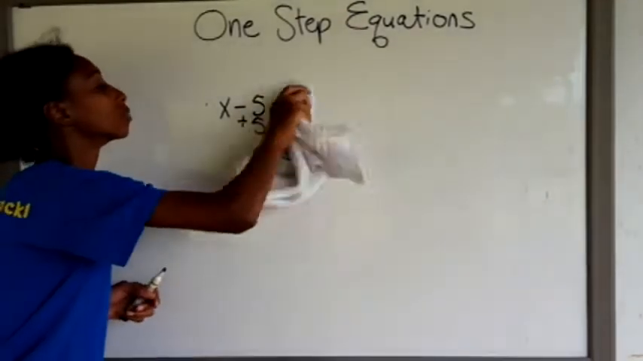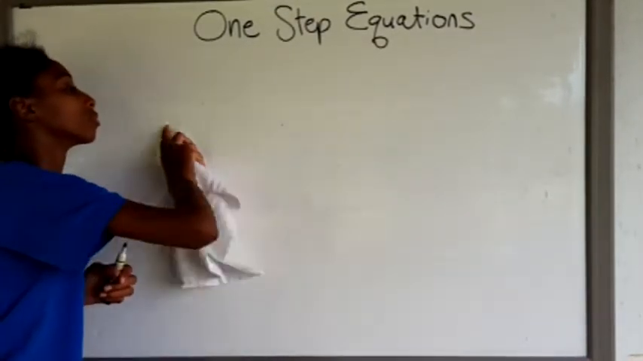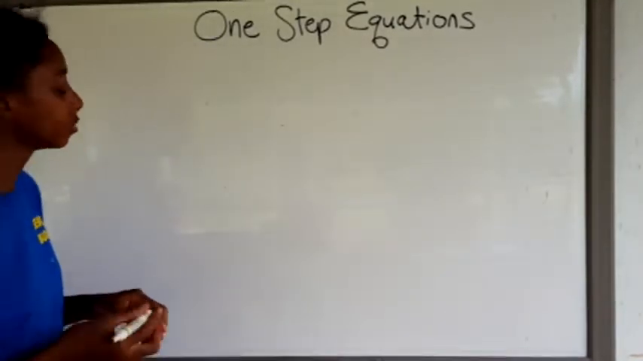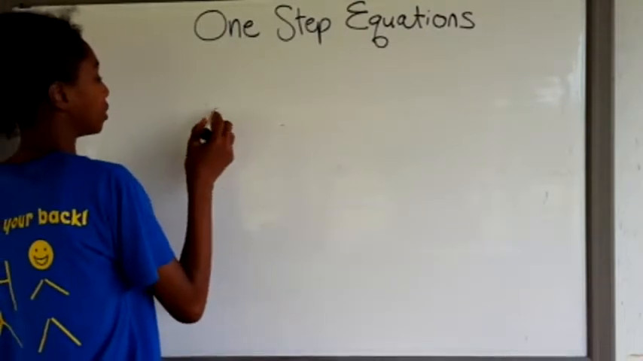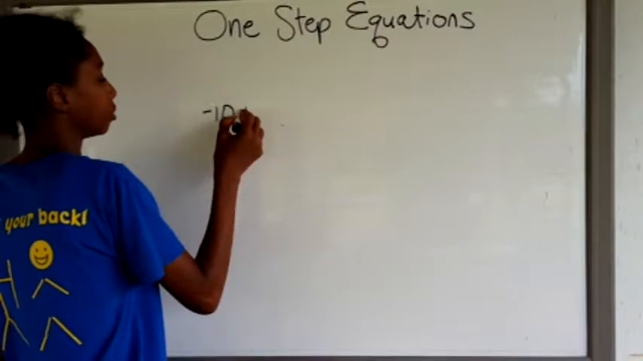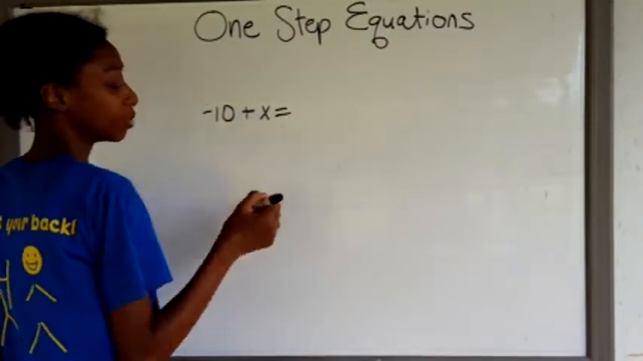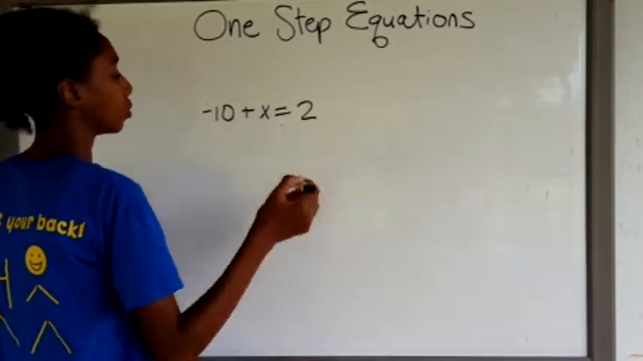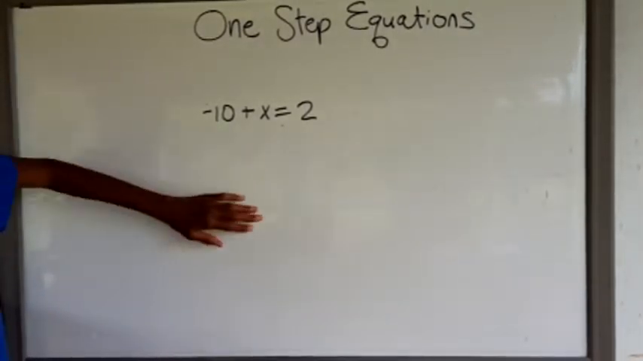What's next? Okay, multiplication problem. What's the multiplication? Alright, so let's say we have negative 10 equals x minus 7. Equals 2. Alright, so again we do the opposite.